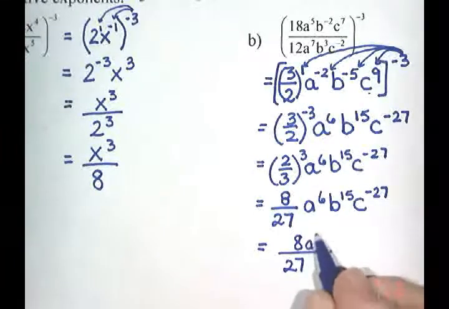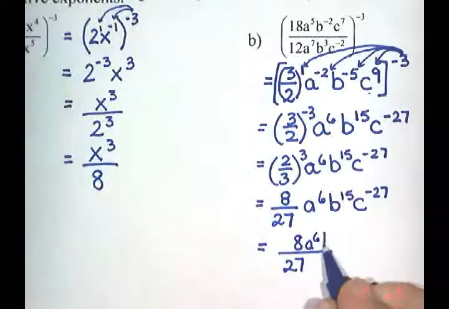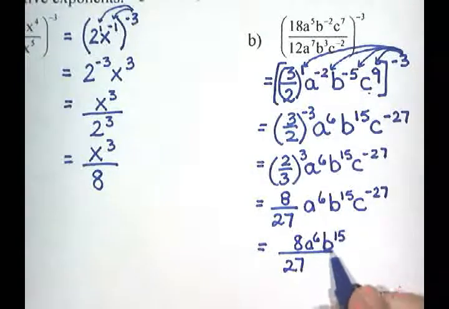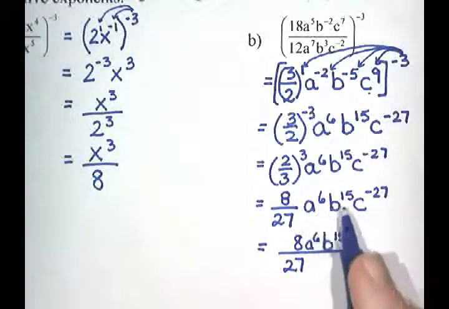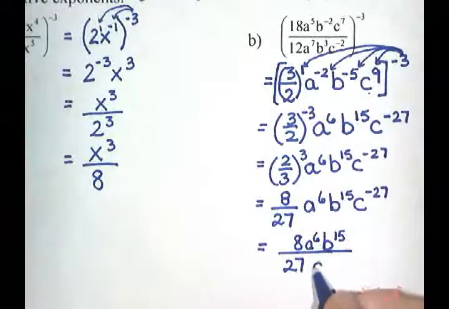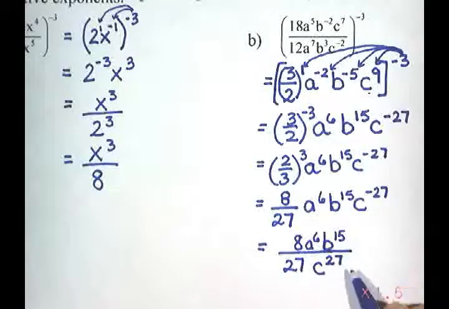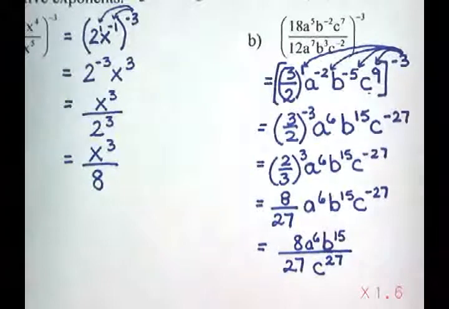The a to the 6 is going to stay on the top with the a. The b to the 15 is also going to stay on the top with the a. And the c to the negative 27 is going to be pushed down into the denominator. It flips over to give me c to the 27 in the denominator.